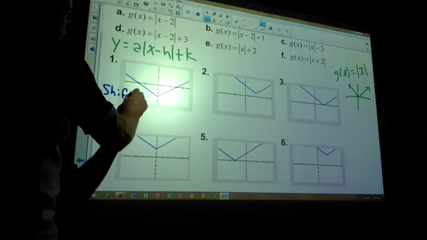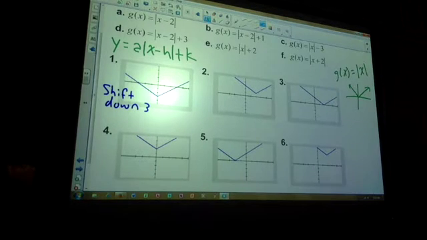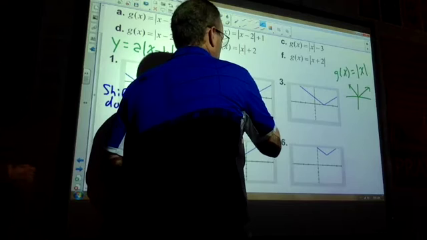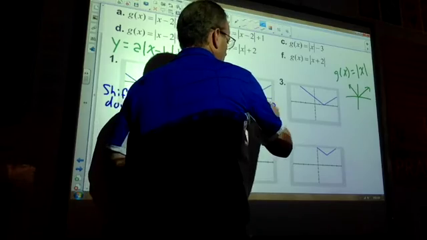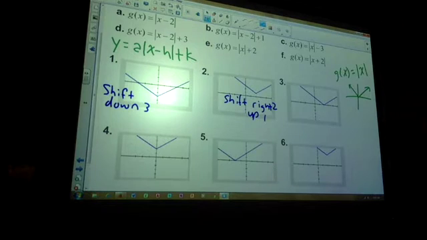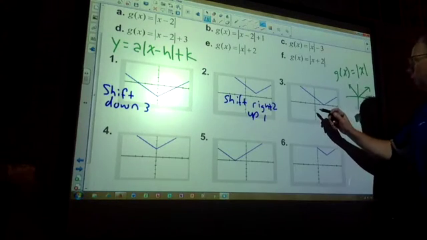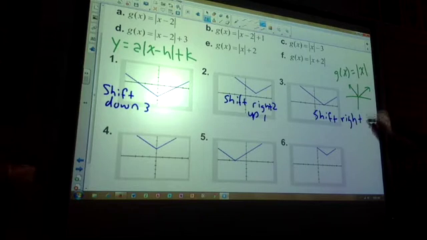Shift down 3. Is that okay? Is that verbiage that everyone would feel comfortable with? What about this one? Shift right 2, up 1. Is that verbiage that would make sense to you? Shift right 2. Make sense?